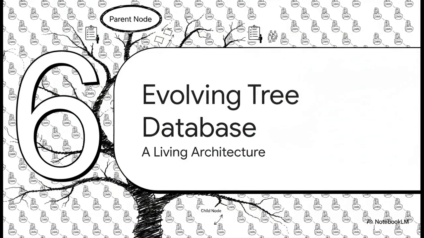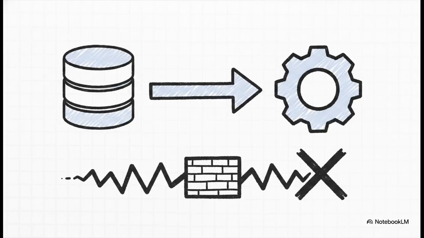Finally, Section 6, the evolving tree database, a living architecture. When we zoom back out from this single parent-child interaction, the implications for the entire database architecture are just massive. Because the script execution path and the database retrieval path are now exactly the same thing, this design completely eliminates the translation layers that usually sit between data storage and general-purpose execution.